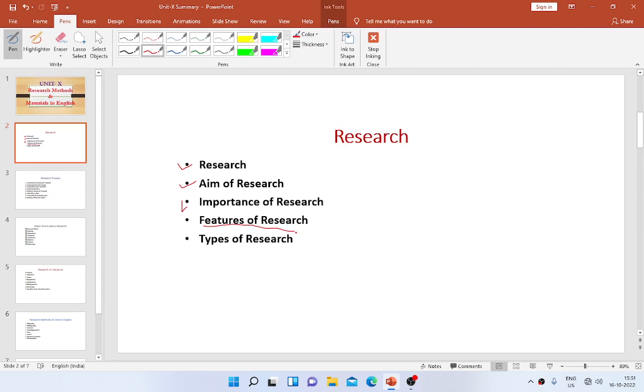The next feature is generalizability. Generalizability is related to validity actually. It refers to the degree to which research findings can be applied to a larger population. The sample considered is representative of the whole population, so the findings should also be applicable to the whole population.